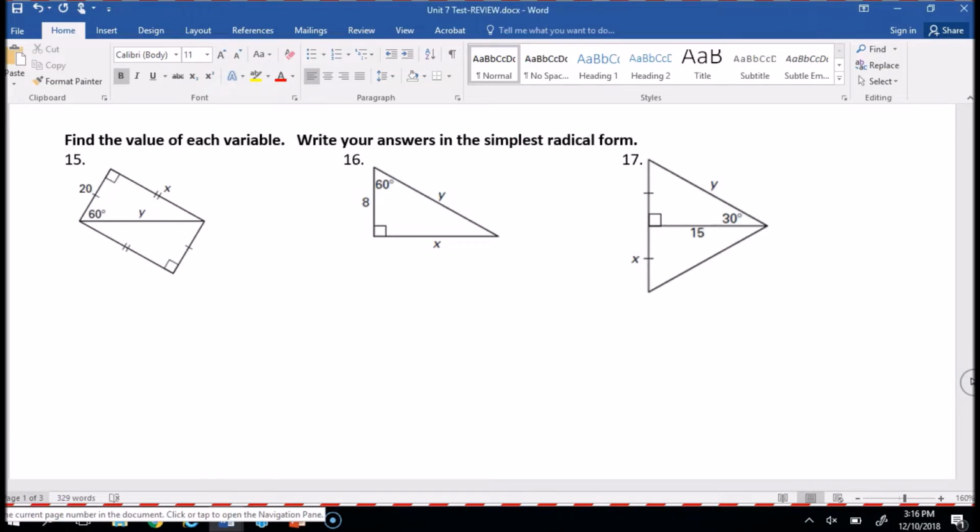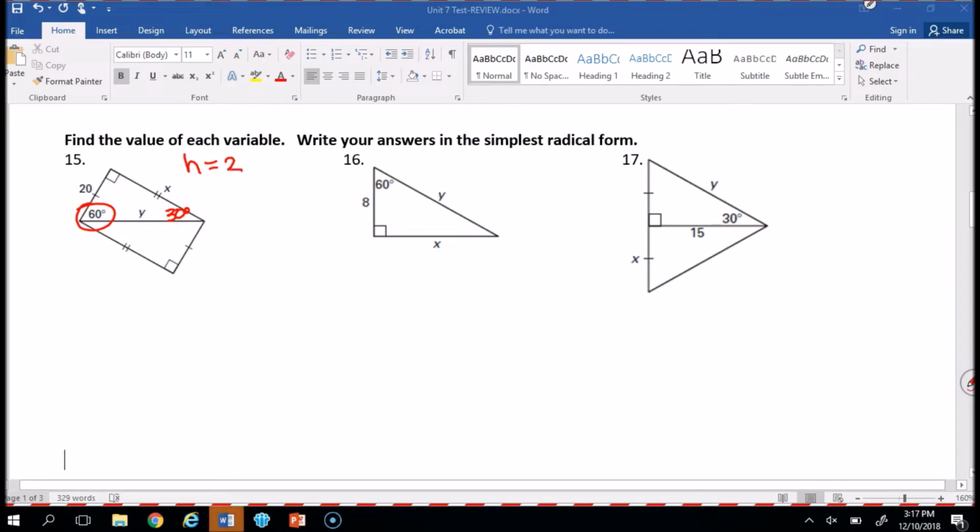So now we're going to do the next set of 15, 16, and 17. So 15, I see that I have a 60-degree angle here. So that means this one has to be 30. So we know this is a 30, 60, 90. This has two formulas. The hypotenuse is equal to 2 times the short leg, and the long leg is equal to the short leg times the square root of 3.